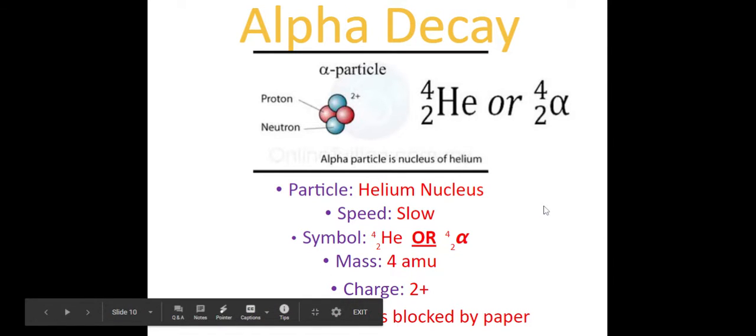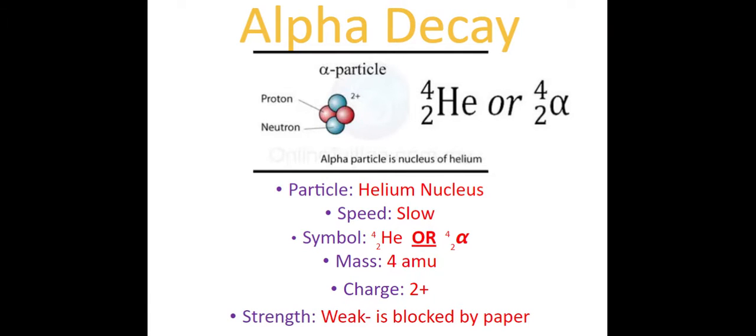And it's very weak. You can block it using paper. And in fact, the way that we test whether or not printer paper is too thin or too thick is by bombarding it with alpha particles. If a ton of alpha particles pass through the paper, then that paper is not thick enough. If only a few pass through, then the paper is perfect for printing.